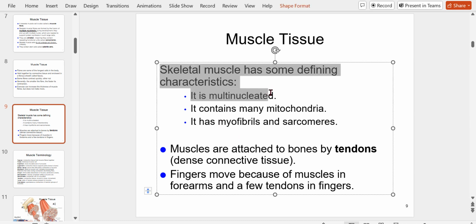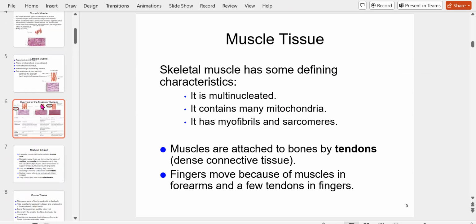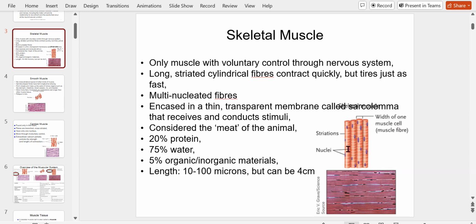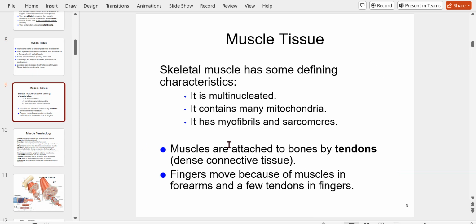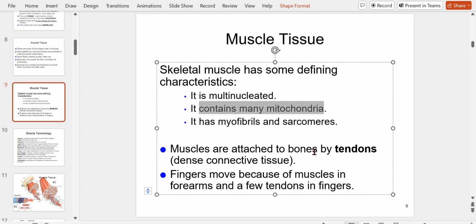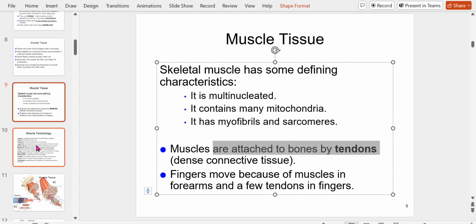The skeletal muscle has some defining characteristics. Multinucleated. You'll see it in here. Contains mitochondria. What do mitochondria make? Interesting. And it has these myofibrils and sarcomeres. Just a little bit of reminder, muscles are attached to bone via tendon. Bone is attached to bone via ligament. Just an important note, and we'll see that in the next slide anyway.